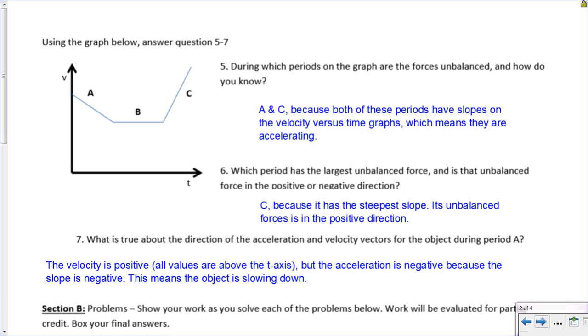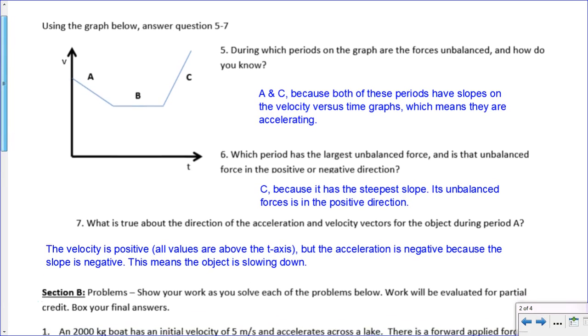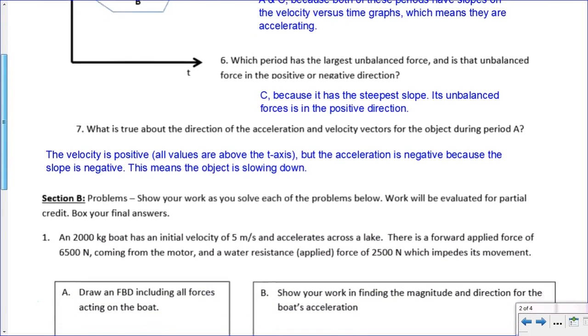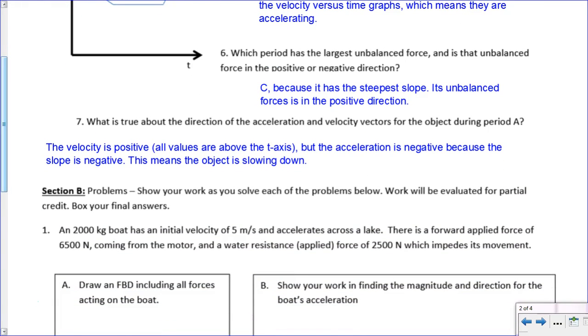It's a velocity versus time graph, so the forces are unbalanced whenever it's accelerating. You can tell that it's accelerating during A and C because those are both sloped periods of the graph. And if something has a slope, that means it's accelerating for the velocity versus time graph, which means that the forces are unbalanced.